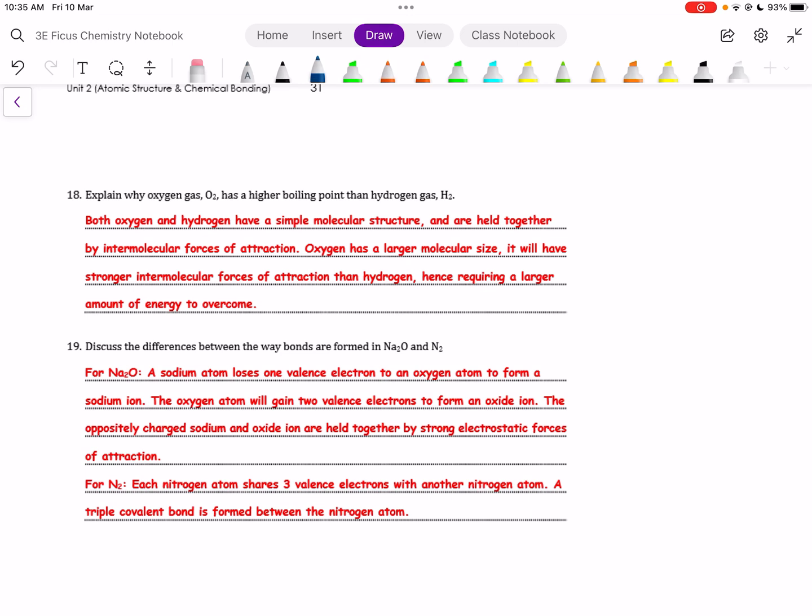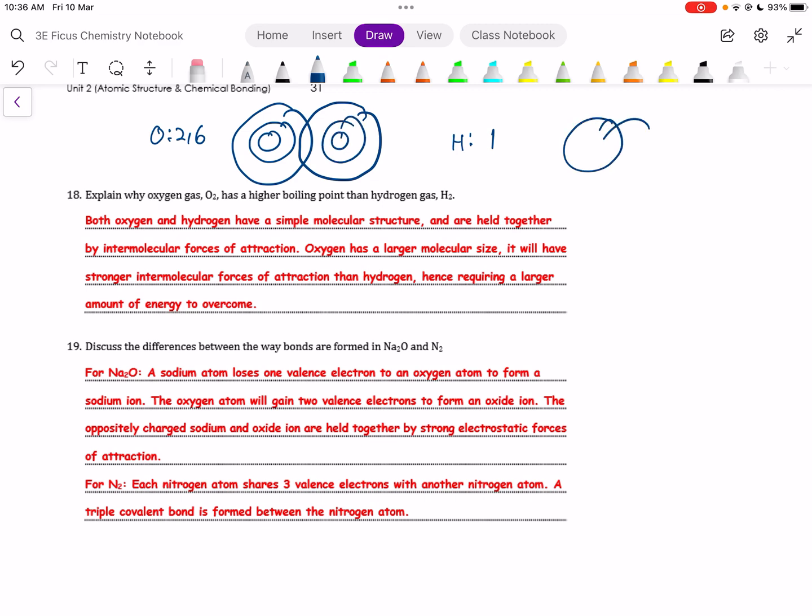Alright, so explain why oxygen has a higher melting and boiling point. In this case both are simple molecules, so you have to compare the size. Oxygen is 2, 6 and hydrogen is 1. So in terms of size, oxygen is actually bigger, because there are 2 shells versus the hydrogen one, which has only 1 shell. So oxygen is bigger.